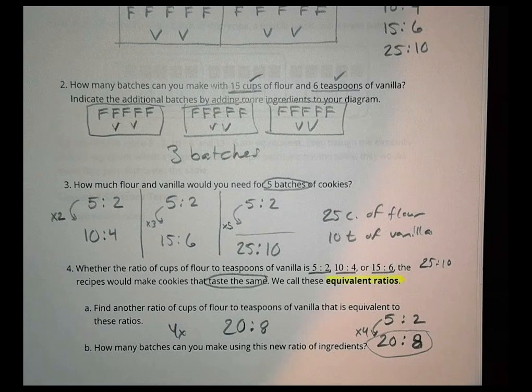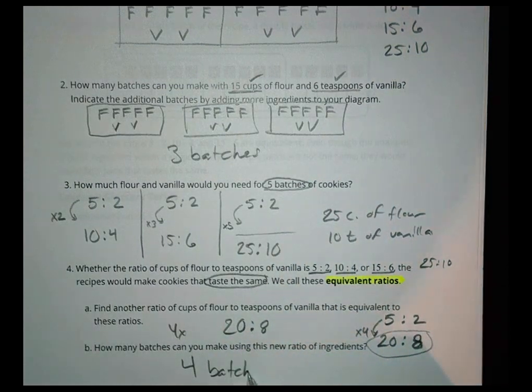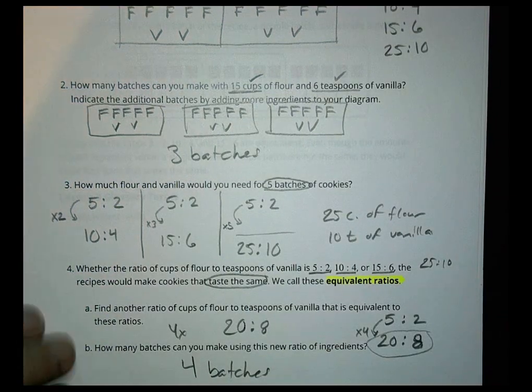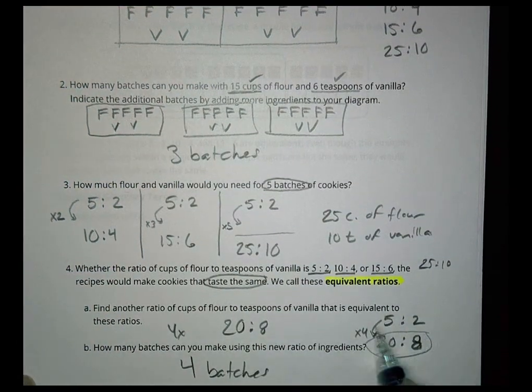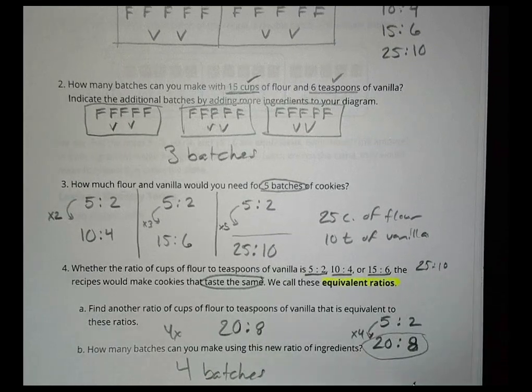So how many batches could you make with my new ratio? You can make 4 batches. I chose 4, you could do 6, you could do 10, that is up to you. Just make sure you do it to both ingredients there so it works out nicely. Okay, so let's summarize this real quick.